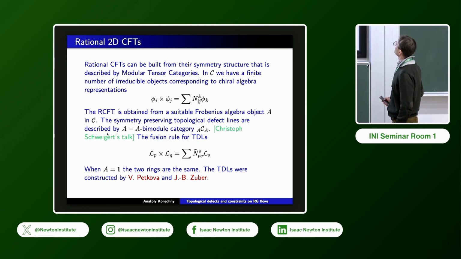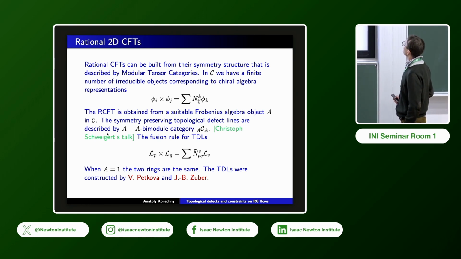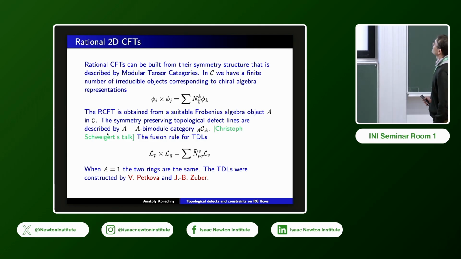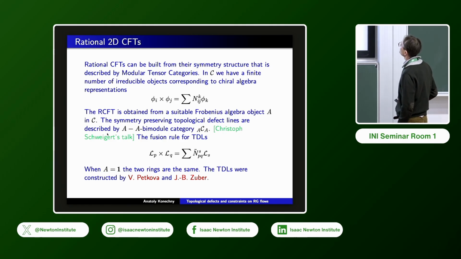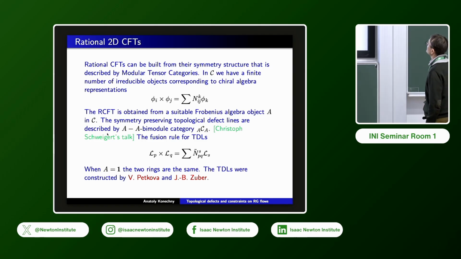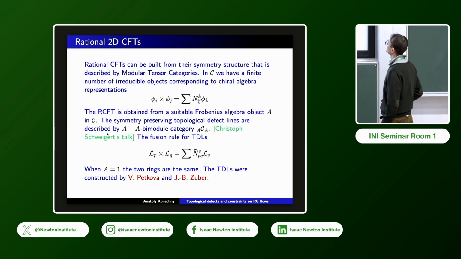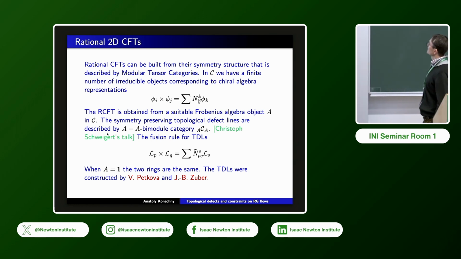where our symmetry is described by this modular tensor category C, in which I have a finite number of irreducible objects. Here I label them as phi i's, and they form a ring, right? So you can take a tensor product, and there are some integer structure constants here.